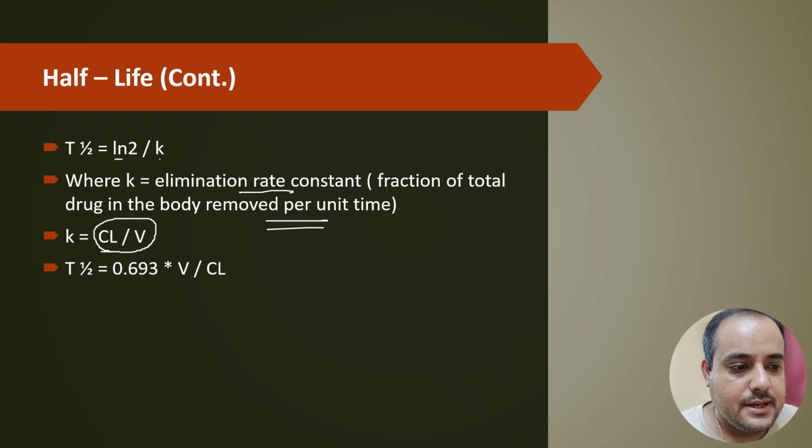That means T half is the natural logarithm of 2, 0.693, into V by Cl. This is the formula for calculating the T half of the drug. So now let us understand the concept of T half also in a bit more detailed way. Now the T half is the time in which the drug is losing 50% of its initial plasma concentration.